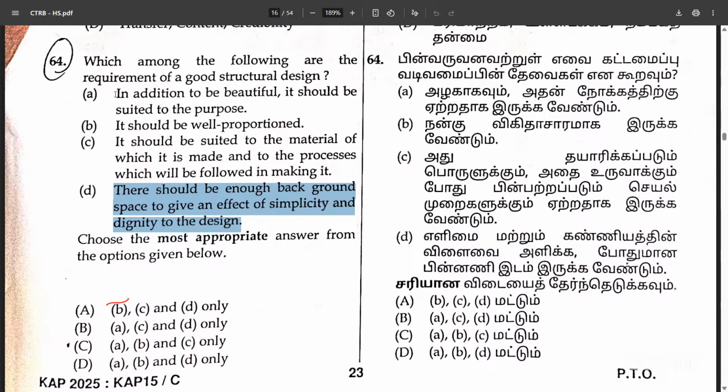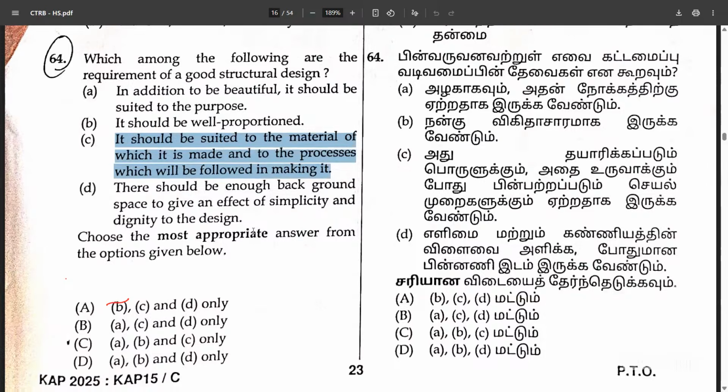In addition to being beautiful, it should be suited to the purpose. It should be well proportioned. It should be suited to the material which it is made of and the process which will be followed in the making. So this will be the correct option.